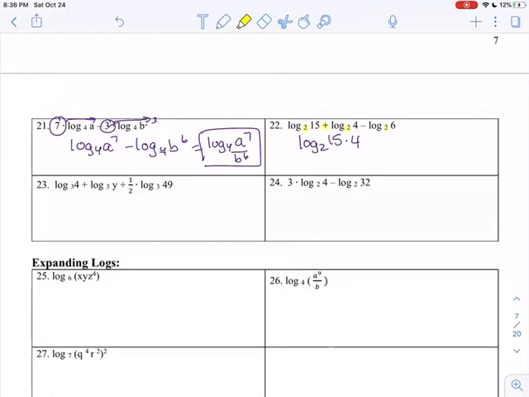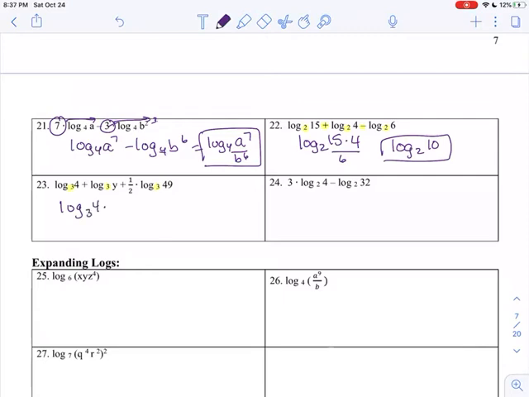Log base 2 of 15 times 4. These have the same bases, all right, and I am adding them, so I'm going to combine them through multiplication. And then this also has the same base, but it's subtraction. So for that one, I will divide. 15 times 4 is 60. 60 divided by 6 is 10. And I keep that same base.